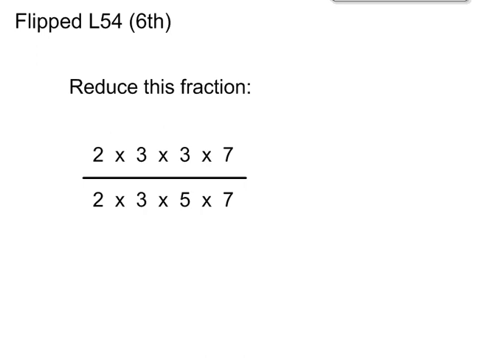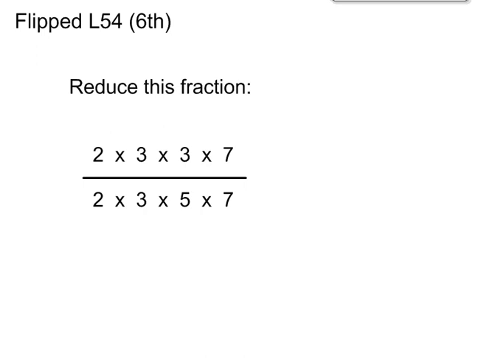Today we're going to look at different ways to reduce fractions, and then we're also going to get into dividing fractions and the process that we want to take. So first of all, as we look at this problem, what has happened is I've taken a fraction and broken it down into prime numbers. Remember, prime numbers are numbers that can't be divisible by anything. And so as we break down these numbers into prime numbers, we have 2 times 3 times 3 times 7 over 2 times 3 times 5 times 7.